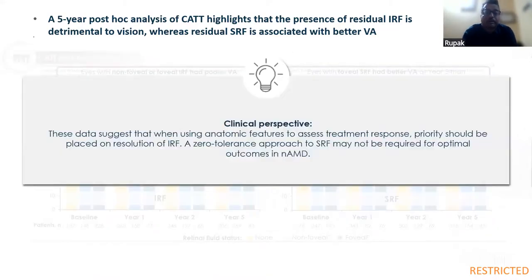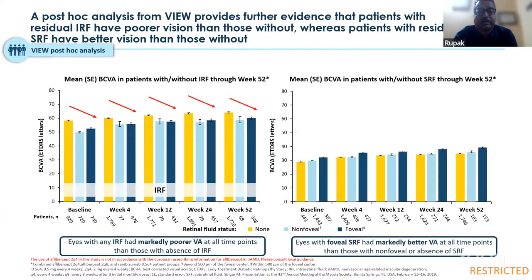So the clinical perspective we gain from this is that, using anatomical features to assess treatment response, priority should be placed on resolution of intraretinal fluid. A zero-tolerance approach to SRF may not be required for optimal outcomes in neovascular AMD. What it actually means is that we should not be very aggressive towards subretinal fluid, but if we see a patient with intraretinal fluid, we should be very aggressive.